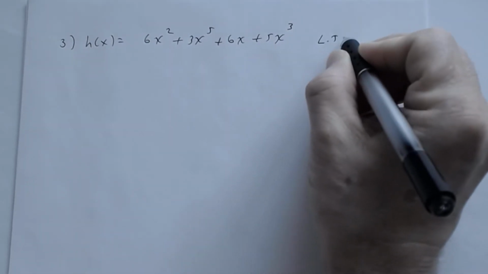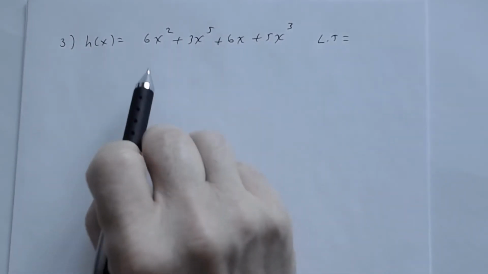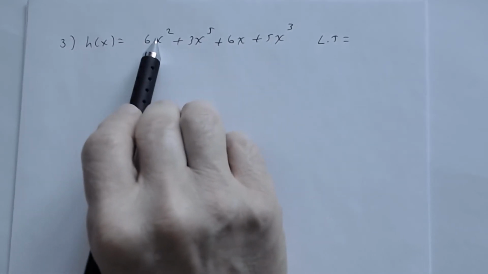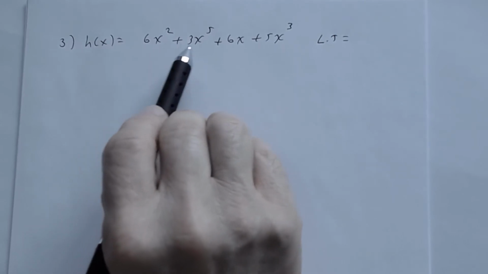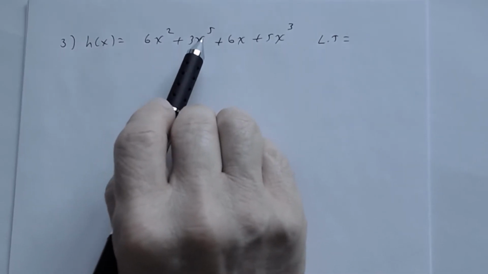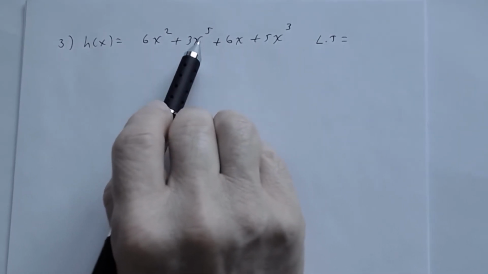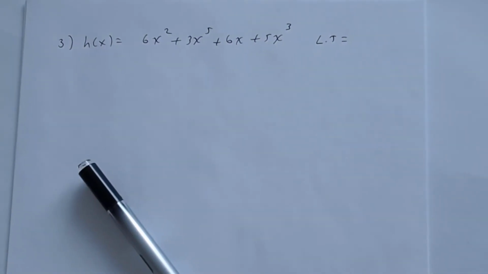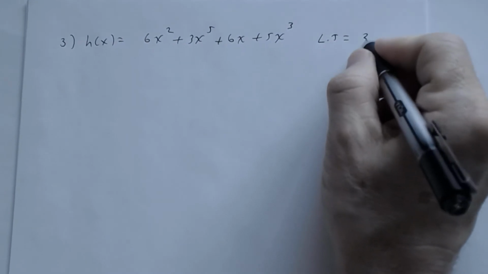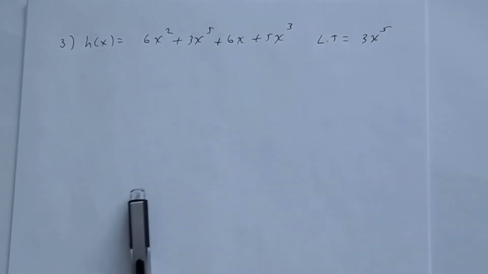So the leading term is going to equal, now here's the question, is 6x squared the leading term? The answer is no, because remember the leading term is the term with the larger exponent. And when I say the larger exponent, I mean the larger exponent of the variable x. So that's 5. So the leading term then would be 3x to the 5th. So that's your leading term.